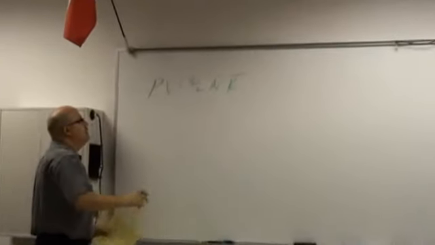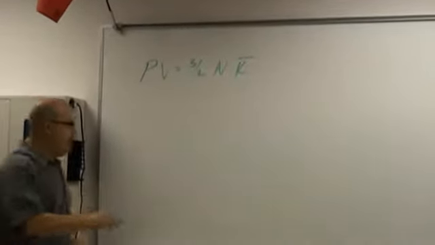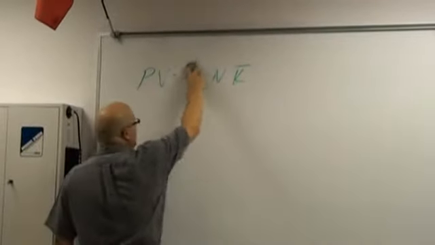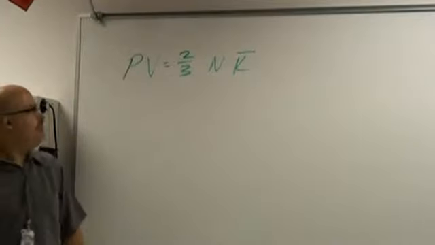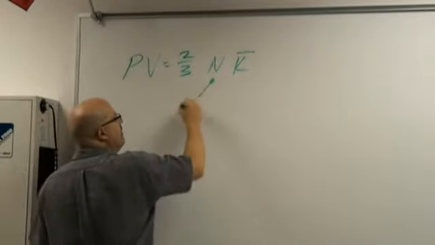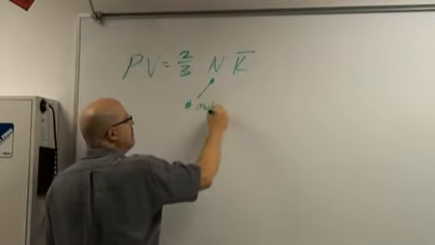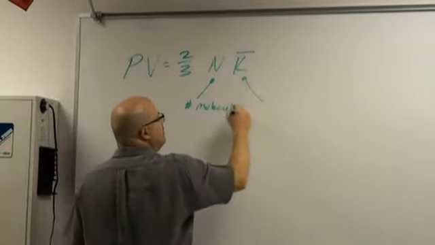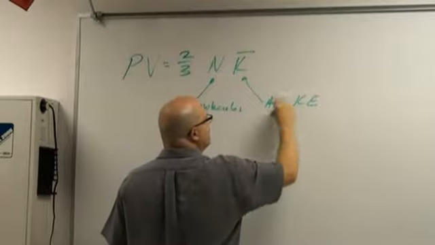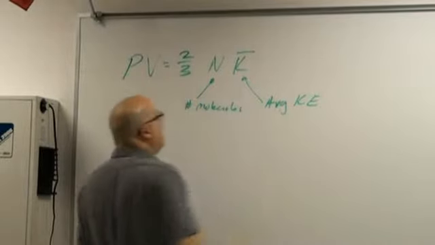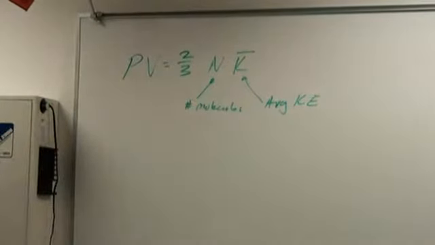Isn't it 2/3? Yes, it's right there. Oh, I'm sorry. Thank you. It's 2/3; the 3/2 comes about in a second. That was my fault. This N was the number of molecules, and this is the average kinetic energy. Average kinetic energy and the number of molecules.